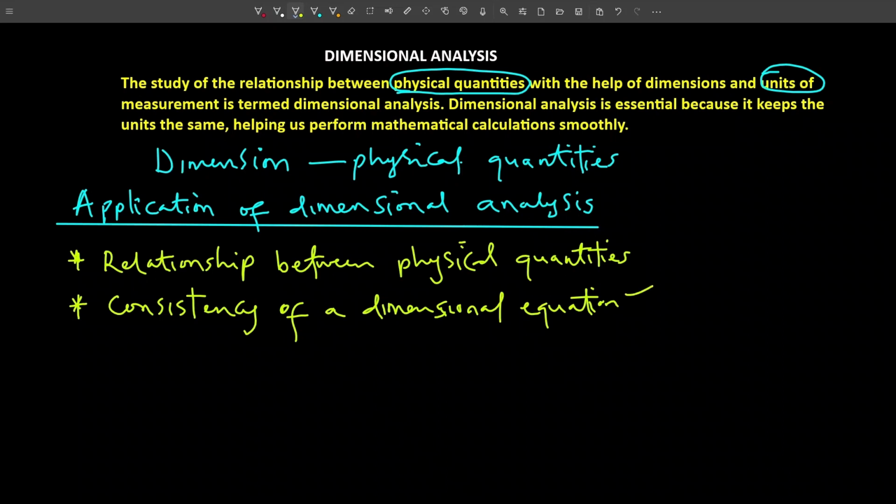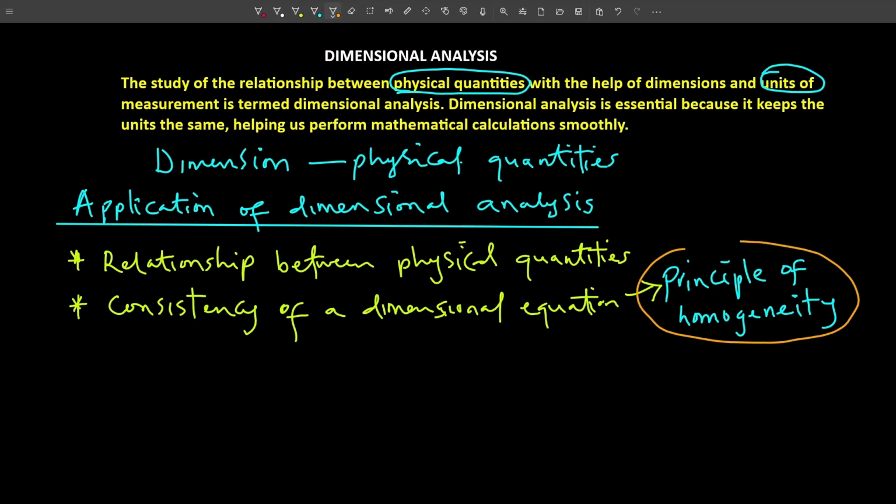This is a principle called the principle of homogeneity. What this simply states, don't mind the fancy word, is that for a dimensional equation to be consistent or to be correct, the left-hand side of the equation must be equal to the right-hand side of the equation.